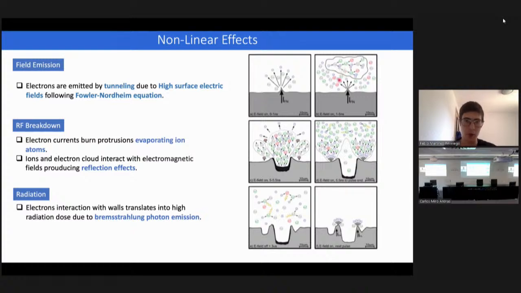And this can produce reflection effects, which are so-called RF breakdowns, you can see over here in this picture. And with this process of RF breakdown, you will lose efficiency in your acceleration process. Besides, you will have radiation problems because these electrons that are being emitted will interact with the inner walls of your cavity, and then they will emit Bremsstrahlung photons. And on the outside of the cavity, you will have a very high level of radiation dose.